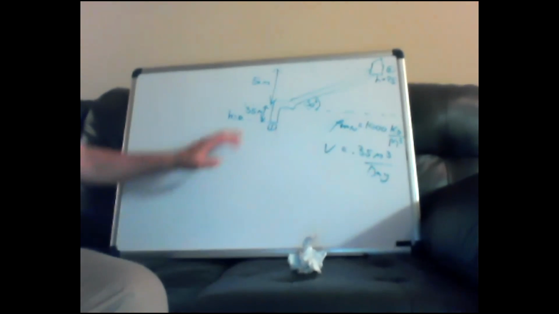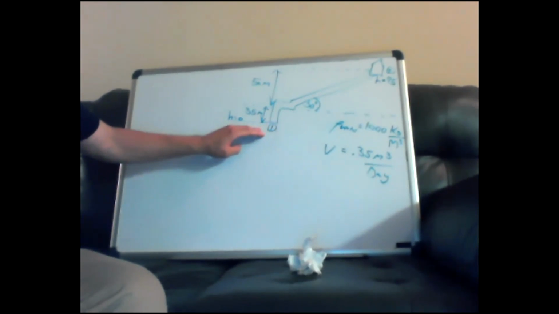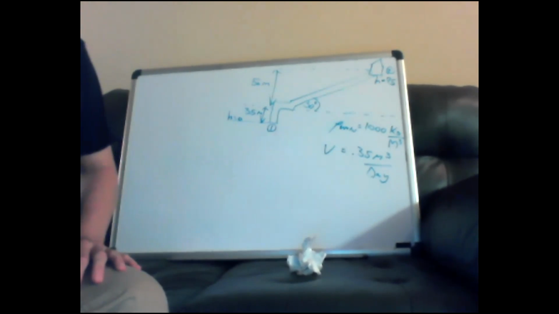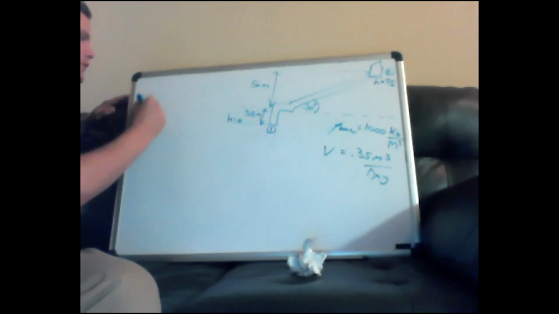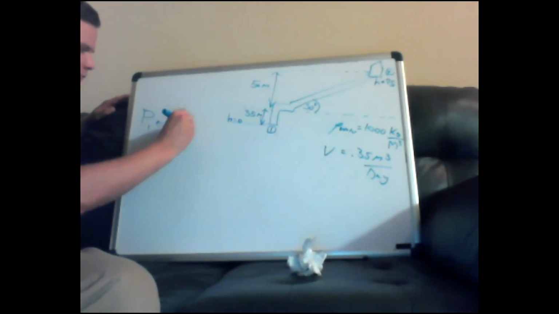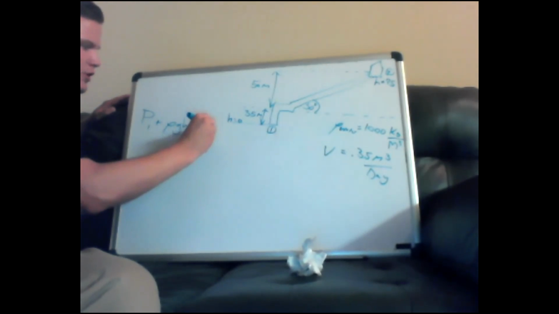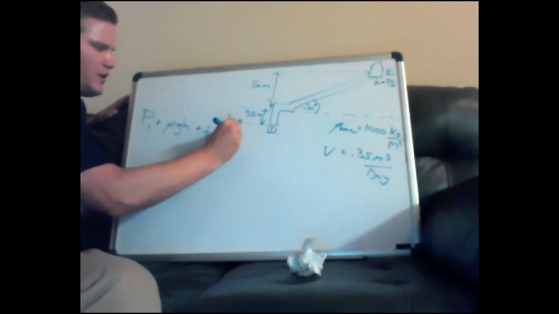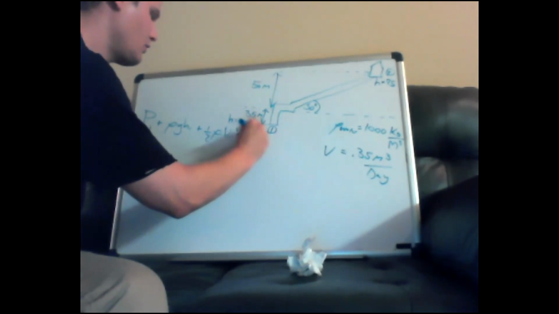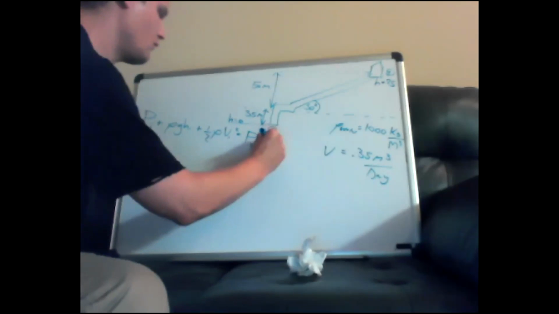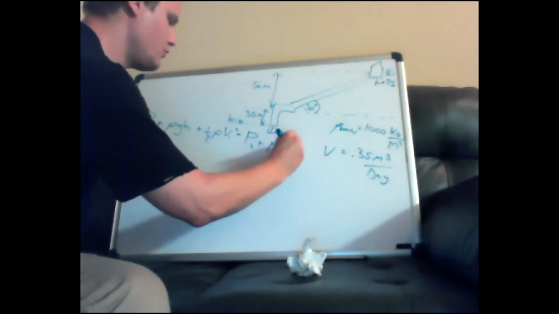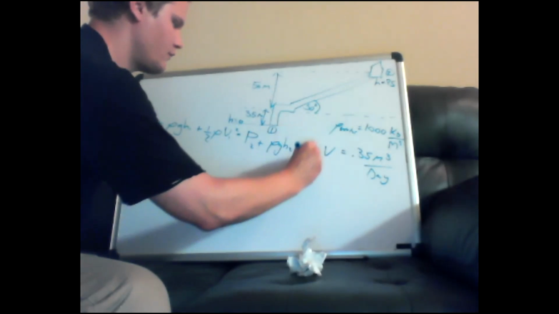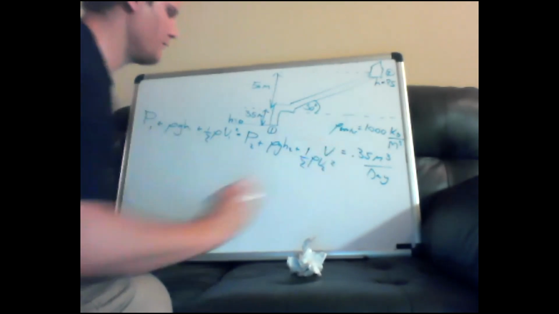So I'm going to call the well 1, and I'm going to call 2 the house. And so we're going to make use of Bernoulli's equation. That equation says that pressure 1 plus rho g h1 plus 1/2 rho velocity 1 squared, where rho is the density, is equal to pressure 2 plus rho g h2 plus 1/2 rho velocity 2 squared.